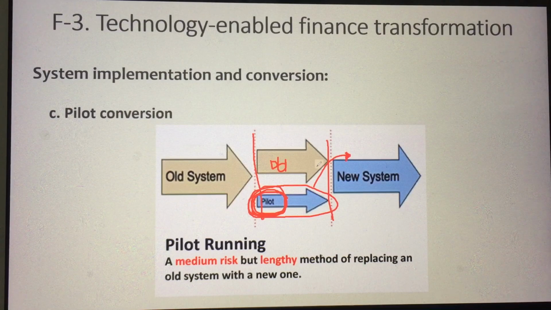So how does this work? An example would be, in an organization, you have different departments. You first let Department 1 use the system, and then next Department 2, Department 3, and so on and so forth. So you introduce it to the organization little by little. You did not bring it in all at once. That's why it's called a pilot. So, pilot running is medium risk but lengthy. That's the only problem here, actually. It's a very long process. It takes years sometimes.